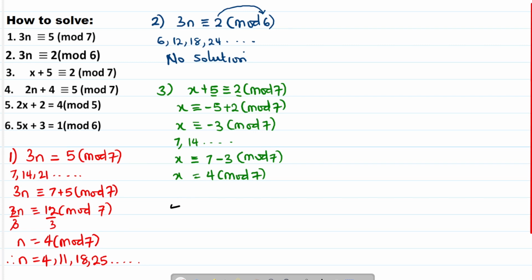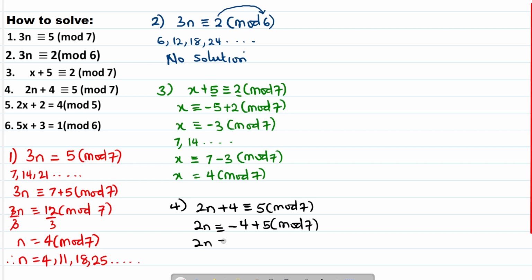Now for question 4, we have 2n plus 4 is congruent to 5 in mod 7. Again, collect like terms. 2n will be congruent to, take the positive 4 to the right, negative 4 plus 5 mod 7. Then 2n is congruent to 1 mod 7. Again, here 1 is not divisible by 2. So again, we look for multiples of 7 such that when we add to 1, the 1 will become divisible by 2.